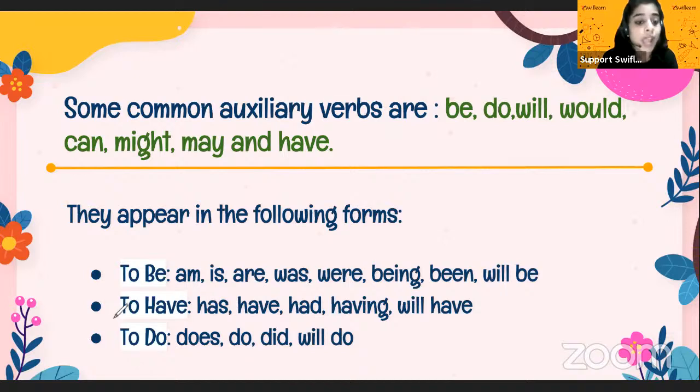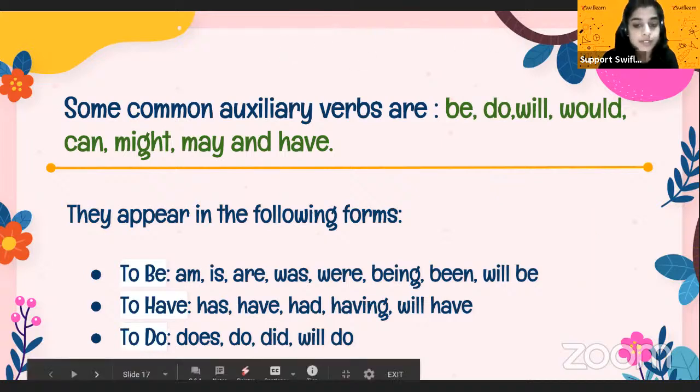Now, next, to have something. She has. They have. I had. She's having. I will have. Now, the third one is to do something. She does. They do. I did. She will do. So these are the auxiliary verbs or helping verbs which help your main verb to complete the sentence. I hope you all have taken a note of this.